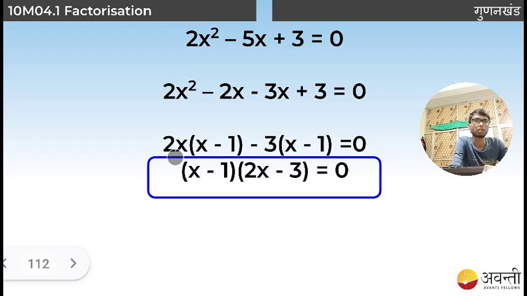How to prove? Just look carefully. 2x multiplied by x becomes 2x squared. Then minus, as it is, 2x multiplied by 1 becomes 2x. Minus, as it is, then 3 multiplied by x becomes minus 3x, because we have minus here, minus here, and we know that minus minus will become plus. Then 3 times 1 is 3. Yeah, that's why this is correct. We have proved it.